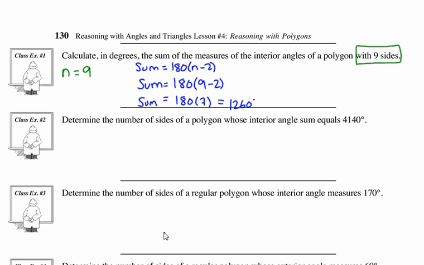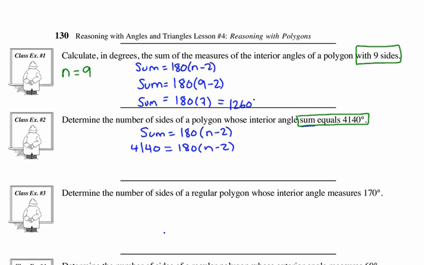Determine the number of sides of a polygon whose interior angle sum equals 4,140. So what's our formula? The sum is equal to 180 times n minus 2. So they give us the sum, so we're going to sub in our sum as 4,140 is equal to 180 times n minus 2.